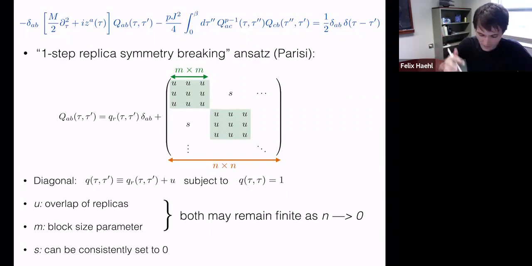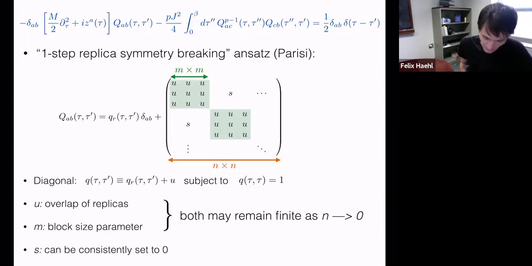And so this is one-step replica symmetry breaking. There's higher step replica symmetry breaking, where you refine this ansatz and give more structure to these blocks. But in this model, this is not necessary. This ansatz actually describes the most general thing that's required. So from that point of view, this is one of the simplest models of a spin glass that you can consider, because this replica symmetry breaking structure truncates.